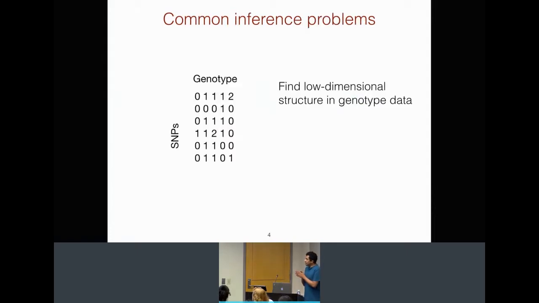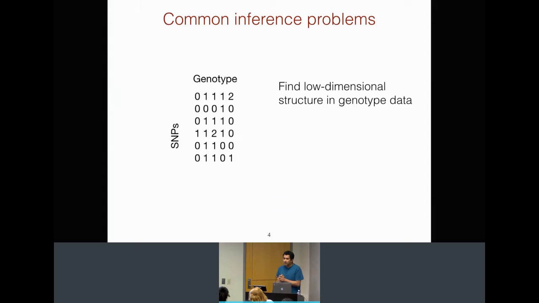So, jumping right in, I don't need to introduce what SNP genotype data looks like, but this is a typical genotype matrix. It's a matrix where every entry is a 0, 1, or 2. Every row is a SNP, every column is an individual. And I'd like to talk about some common inference problems that we'd like to perform for these data sets.